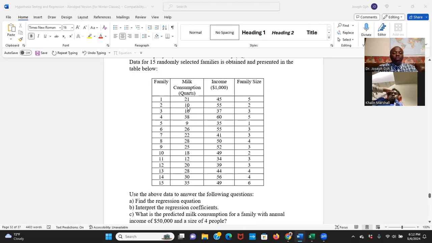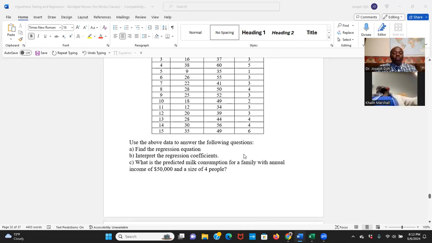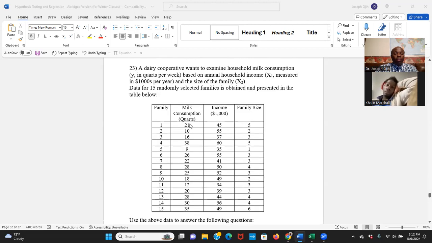You can see the milk consumption, quantity of milk consumed, income, and family size. This part, family, is just a serial number, so we're not going to use it for the analysis. And it says here, use the above data to answer the following questions. Find the regression equation, interpret the regression coefficients, then what is the predicted milk consumption for a family with annual income of 50,000 and a family size of 4 people. Now, this is the milk consumption in gallons per week.